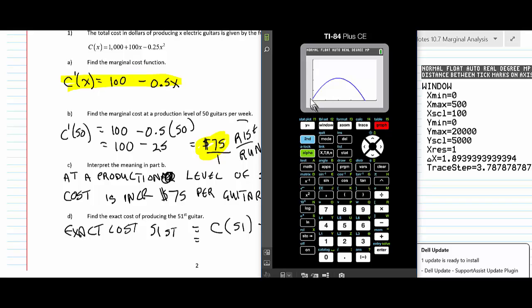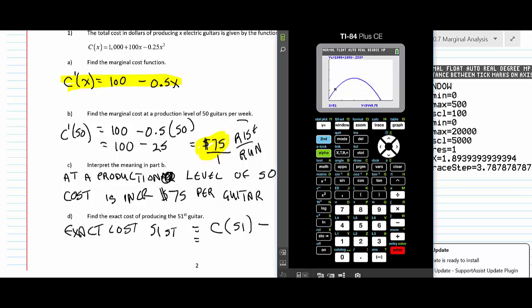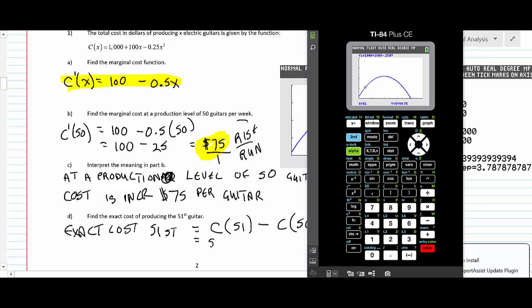So what you've got is an upside down parabola for your cost function. If you trace at 51, what you guys should have got, assuming I get everything in my calculator right, is $5,449.75. What does that mean? That's the cost of producing all 51 of the guitars. Then you trace at 50. What you would get is 5,375. That's the cost of the first 50. And then you just subtract the two.